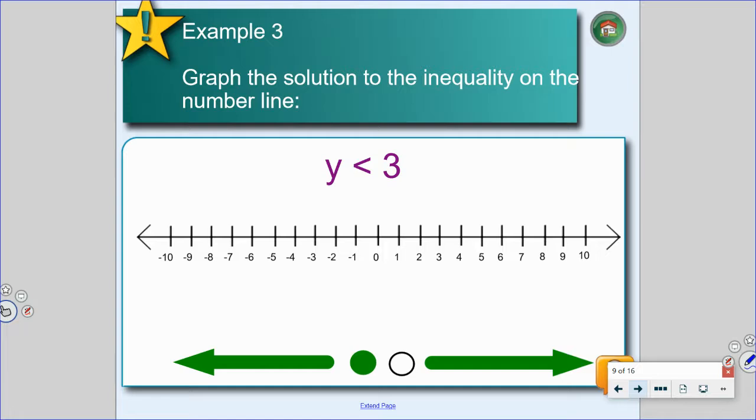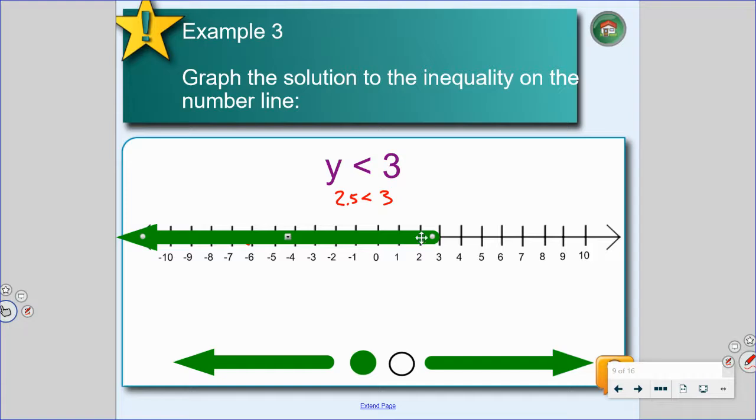Onward we go. y is less than 3. Well, you already know what's coming. 2 works, 1 works, 0 works, -1, -2. In fact, all those fractions and decimals in between. How about 2 and 5/10? Yep, 2 and 5/10 is less than 3, even 2.9. So we're going to use an array starting at the 3, going to the left.